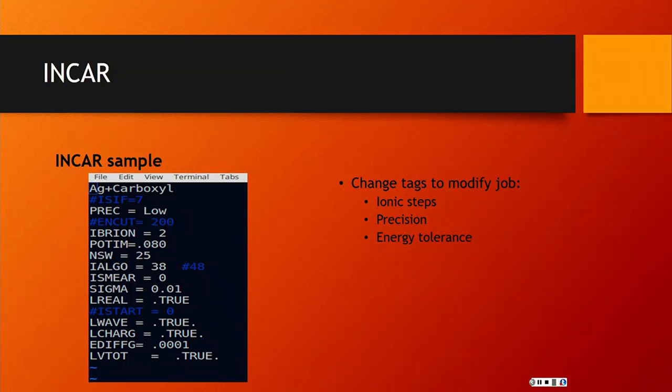ISMEAR changes how your partial orbitals get smeared out. 0 is Gaussian smearing, 1 is Fermi smearing, I believe, but then there's a few more options beyond that. SIGMA changes the width of whatever smearing you use, and its units are in electron volts, so right now the width is 0.01 electron volts. LREAL will tell you whether or not you're going to evaluate projection operators in real space or reciprocal space. It's set to true, so it's going to evaluate those operators in real space.